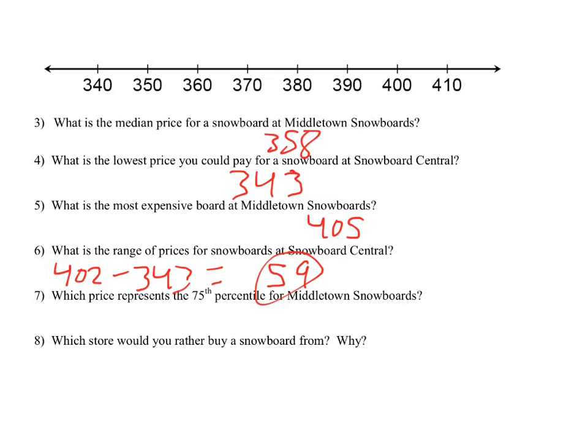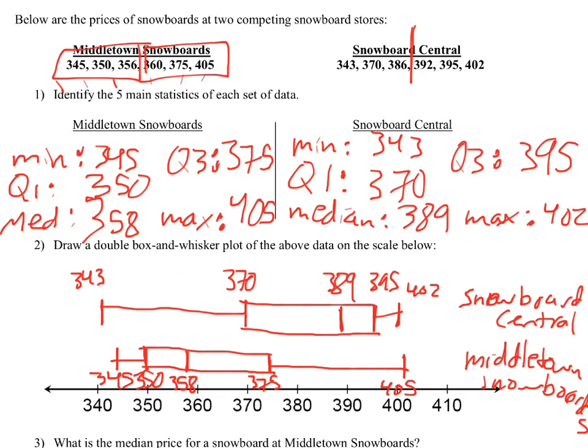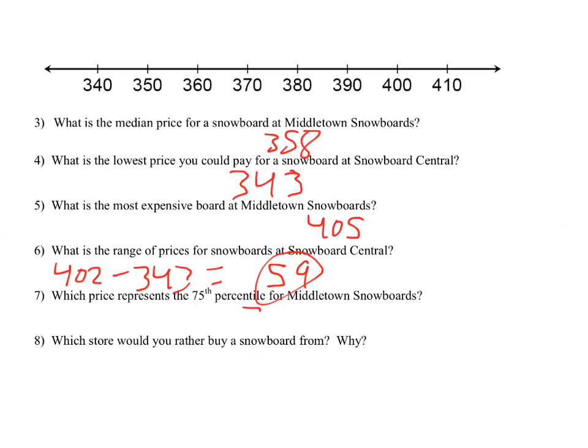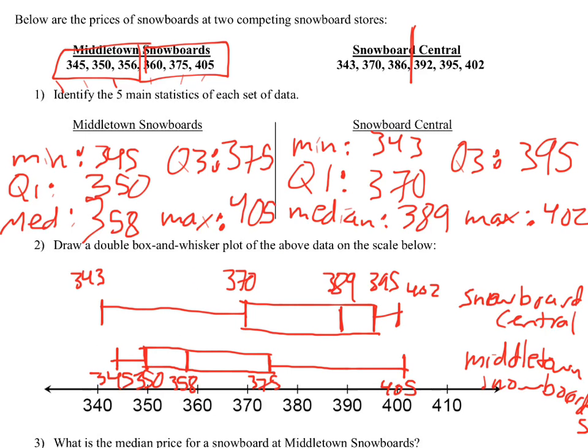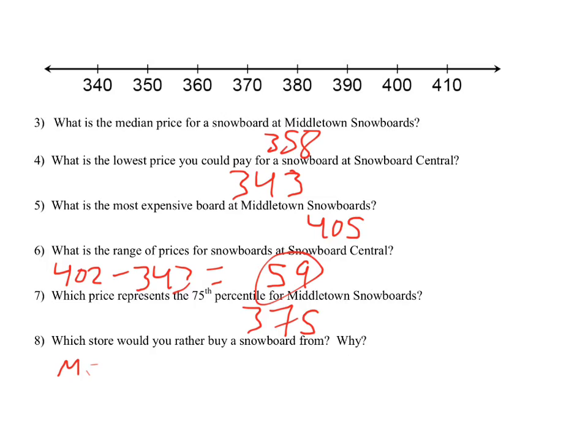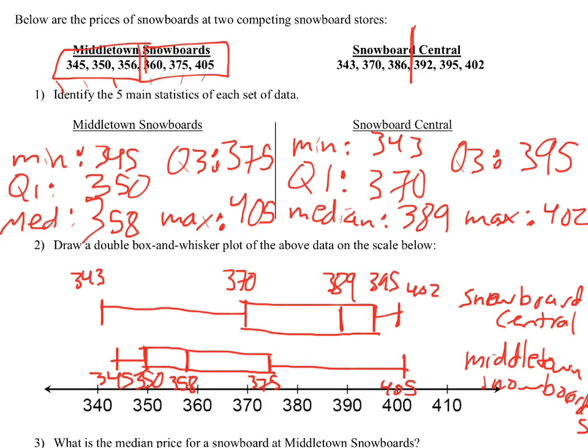What price represents the 75th percentile for Middletown snowboards? Well, that's the 3rd quartile, and that's $375. And then, which store would you rather buy a snowboard from? I think I'd much rather have it from Middletown. And you can really choose which one. You just have to have some sort of justification for having those.